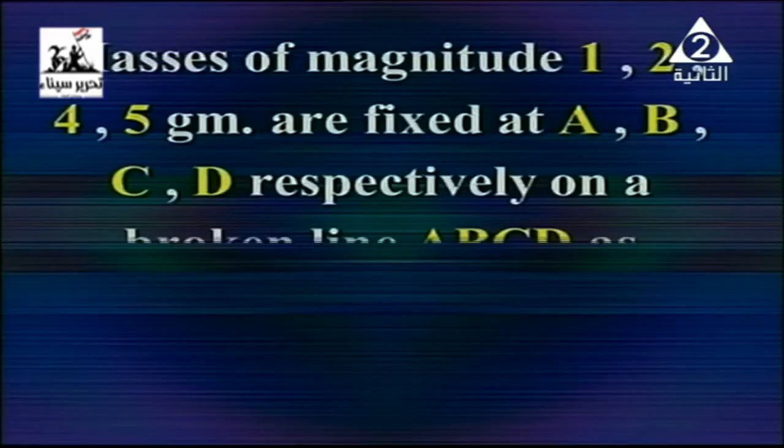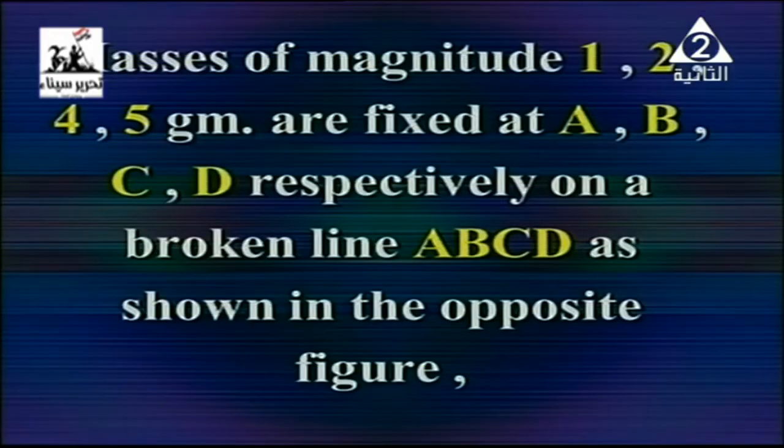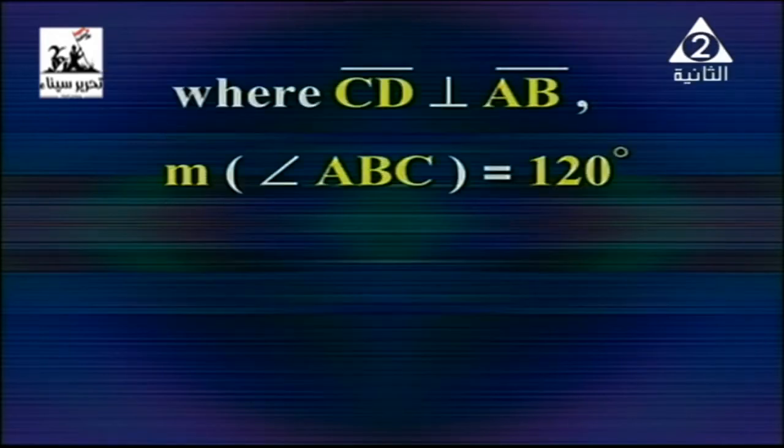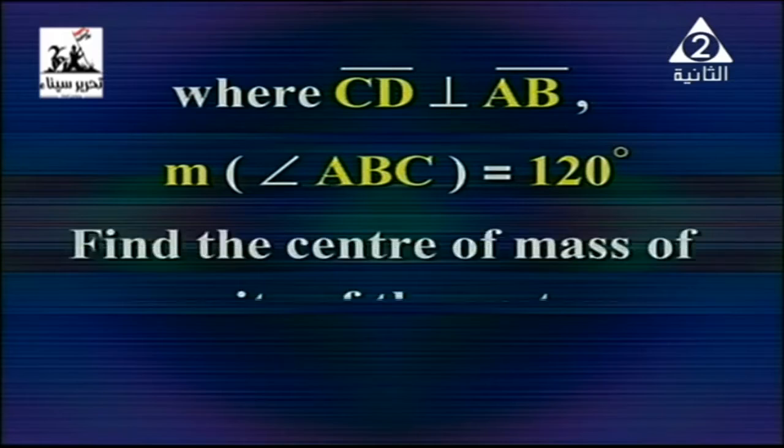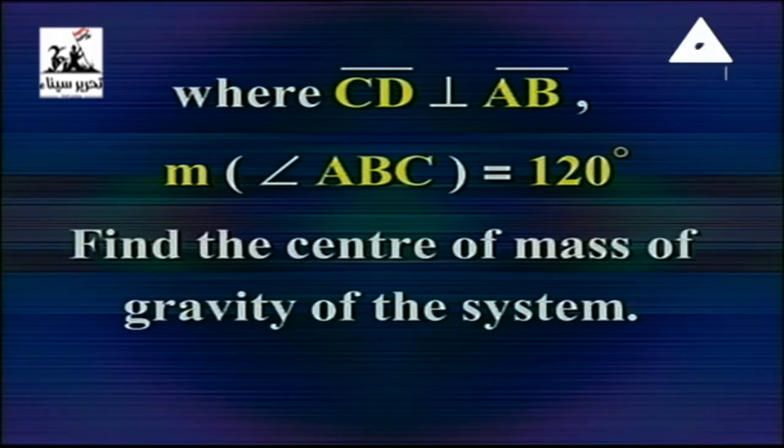The first example. Masses of magnitude 1, 2, 4 and 5 grams are fixed at A, B, C, D respectively on the broken line ABCD as shown in the opposite figure, where CD is perpendicular to AB, and the measure of angle ABC is 120 degrees. Find the center of gravity of the system.